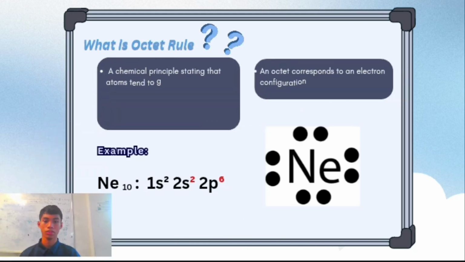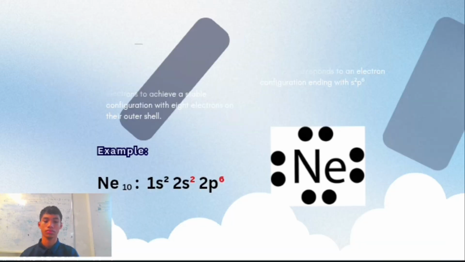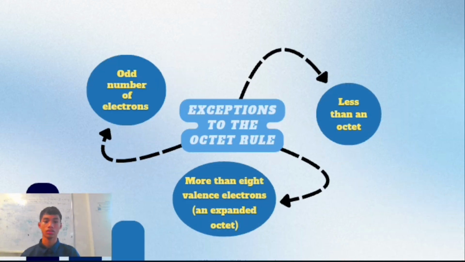The octet rule is a chemical principle stating that atoms tend to gain, lose, or share electrons to achieve a stable configuration with 8 electrons in their outer shell. An octet corresponds to an electron configuration ending with s2p6. Example, Ne equals 1s2, 2s2, 2p6. Exceptions to the octet rule: an odd number of electrons, less than an octet, and more than 8 valence electrons.